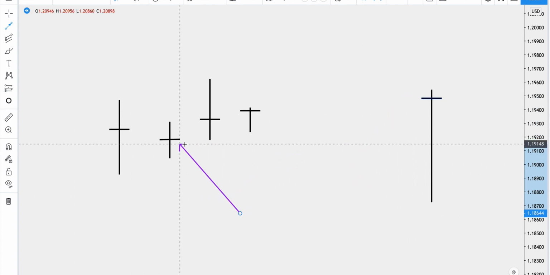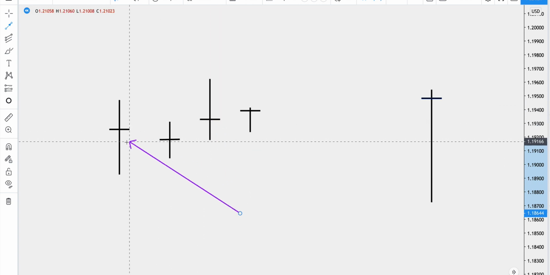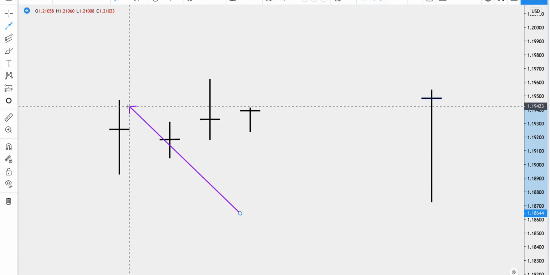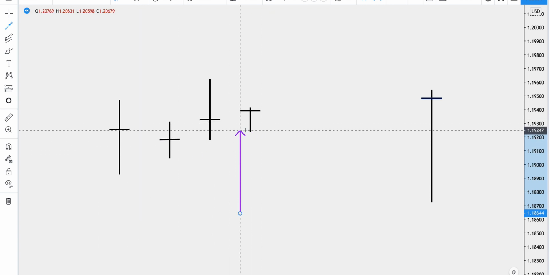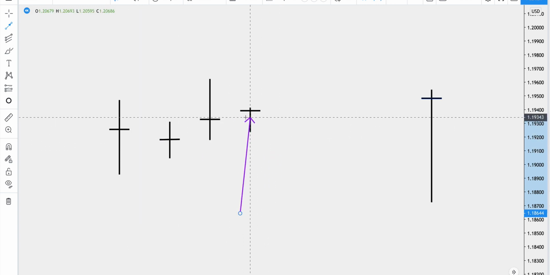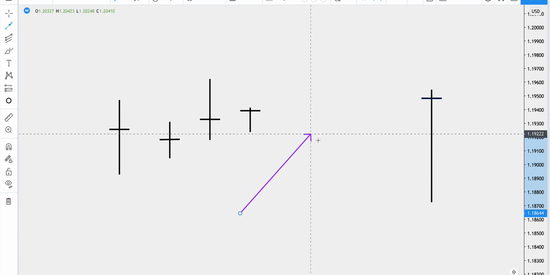However, something like this, where the wicks are equal from top and bottom, shows that there is indecisiveness in the market. However, looking at this example, this shows a buying pressure because the candle started up here, went down, and closed at the very top where it opened. This would also be considered a bullish type doji.